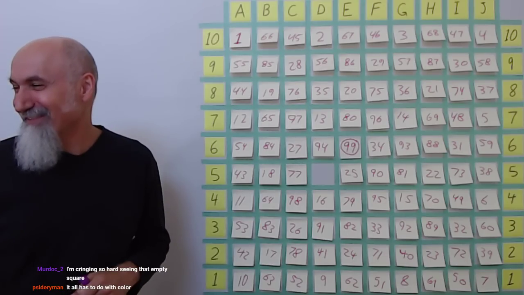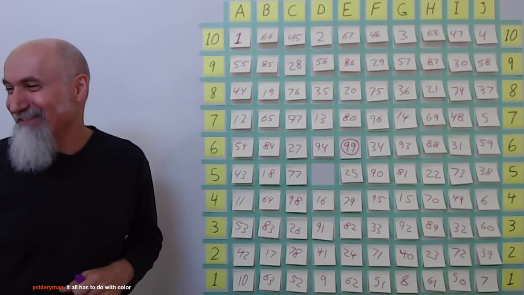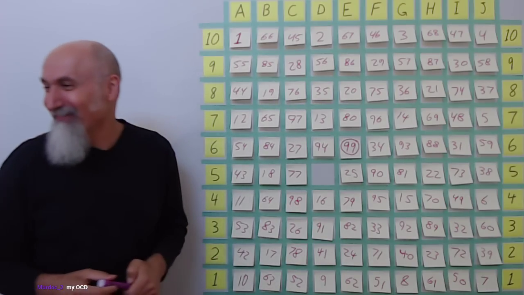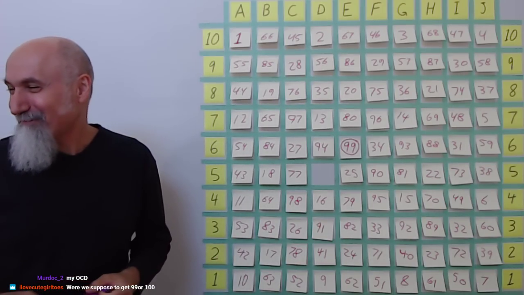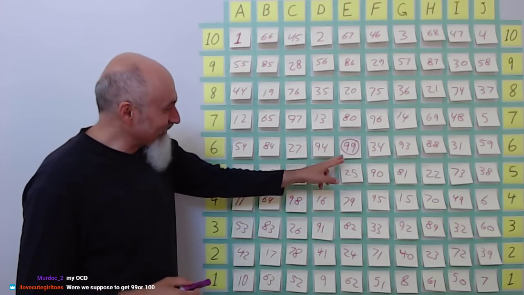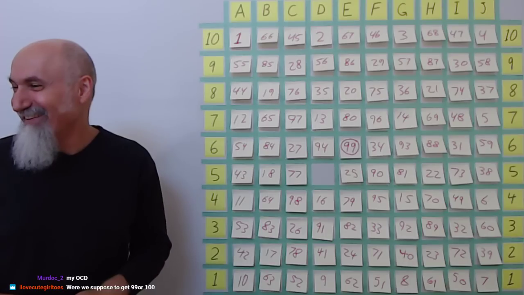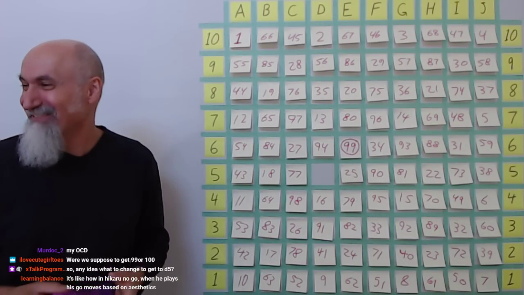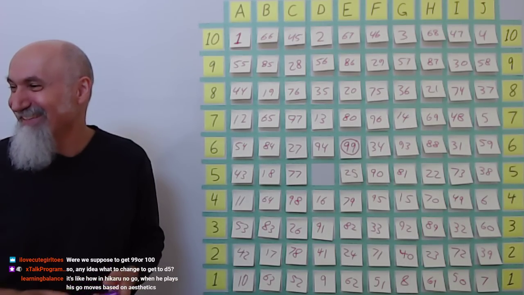I'm cringing so hard seeing that empty square. I know. What do we do? Well, we got to keep it empty. We can't fill it up. It would have been awesome if it was somewhere else, right? But it's right beside the 99. It all has to do with color. My OCD.